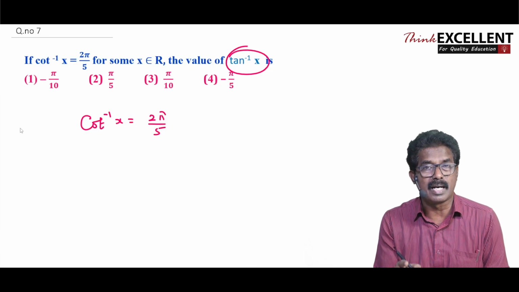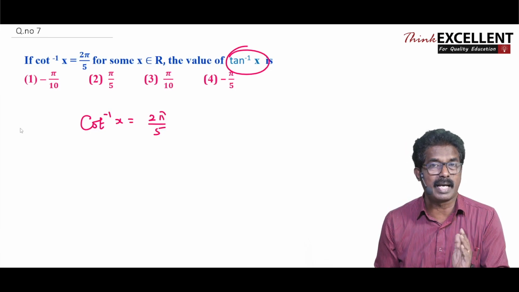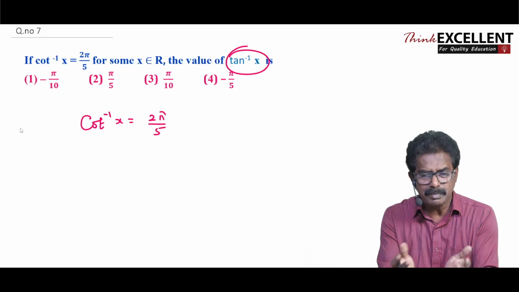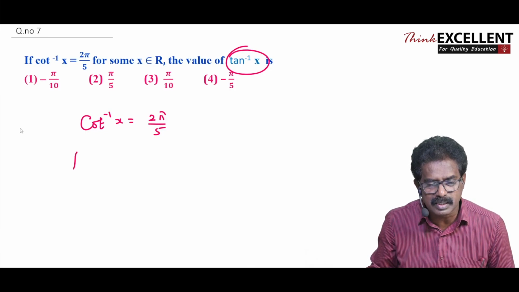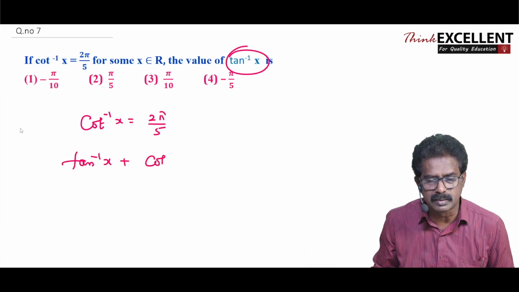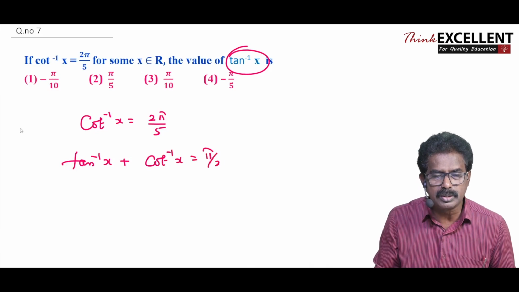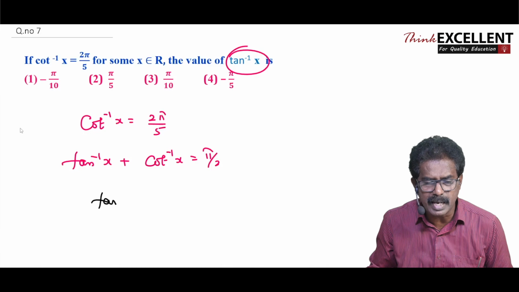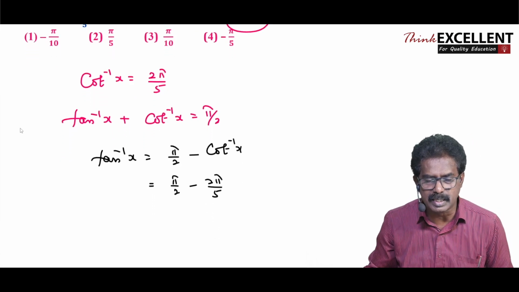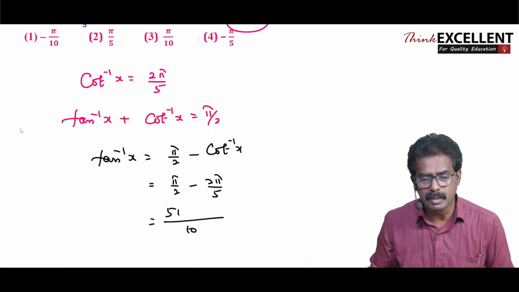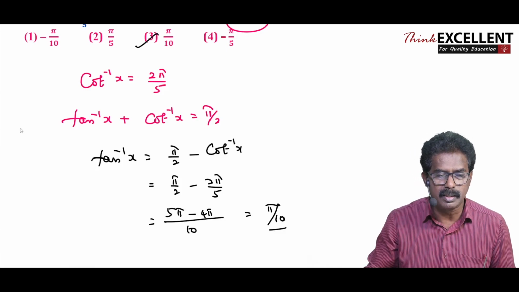Sine inverse x plus cos inverse x is pi by 2. Then I said if I want sine inverse x, it is pi by 2 minus cos inverse x. Same thing here: tan inverse x plus cot inverse x is pi by 2. The question asks for tan inverse x, so tan inverse x is pi by 2 minus cot inverse x. That is pi by 2 minus cot inverse x is 2 pi by 5. Take LCM 10, so 5 pi minus 4 pi. So our answer is pi by 10. That is option number 3.